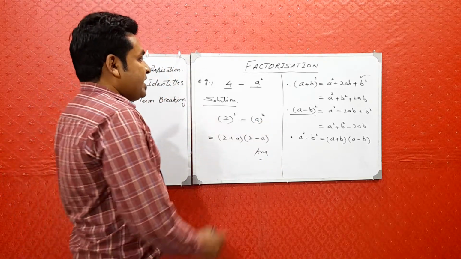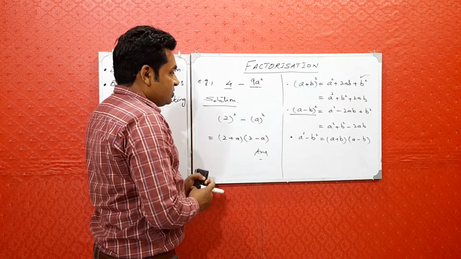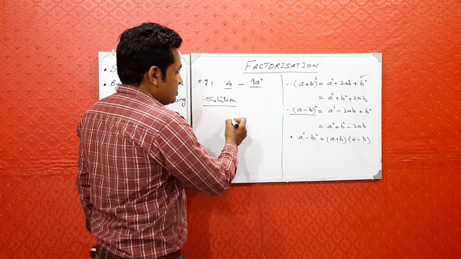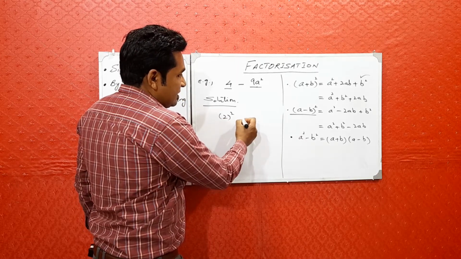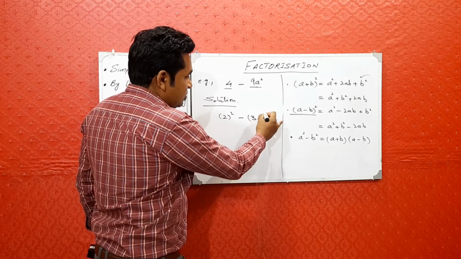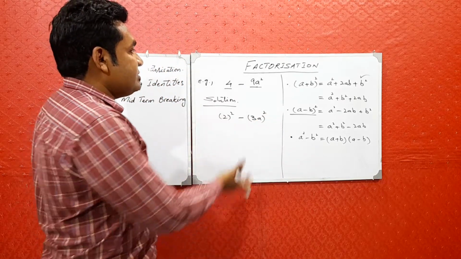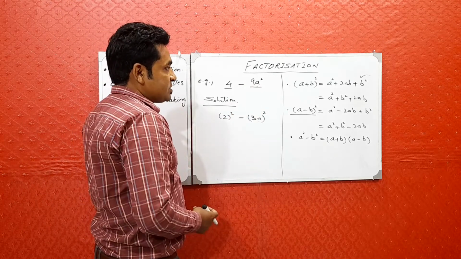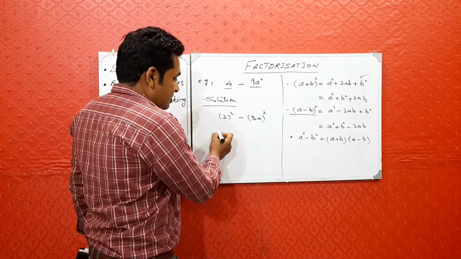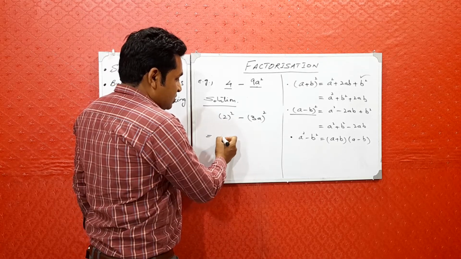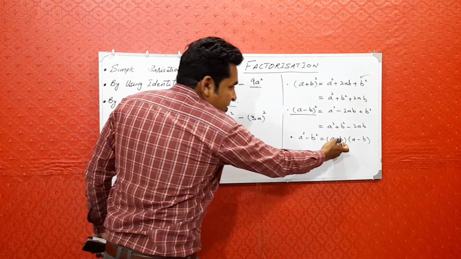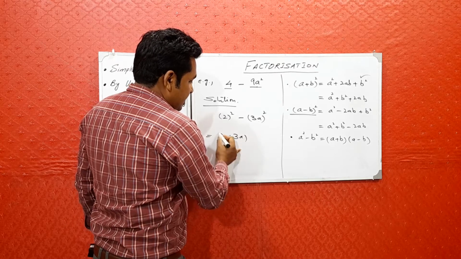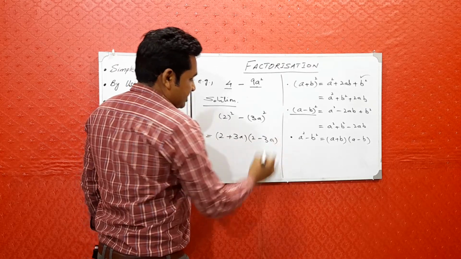Now suppose there is a 9. You know that 9 is also a perfect square, so we will write down 2 squared and minus 3a whole squared. So the number which is written with a must also be a perfect square. Now it is a squared minus b squared, so you will write down a plus b and a minus b. So you will write down 2 plus 3a and 2 minus 3a.